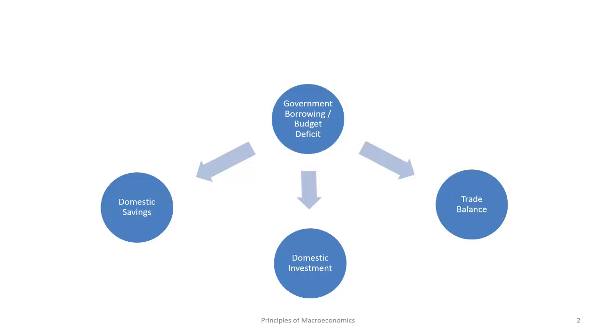Finally, I'll show you that government borrowing also affects the trade balance. And by trade balance, remember, increased government borrowing can lead to an increased trade deficit. Now the question is how all these things are connected.